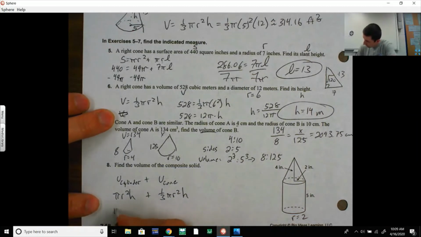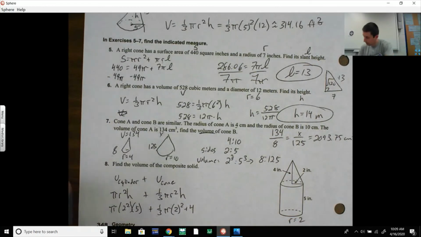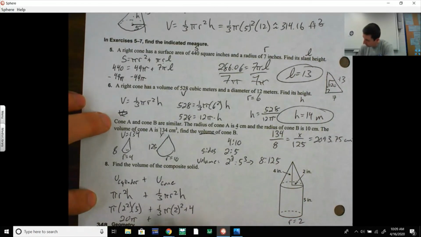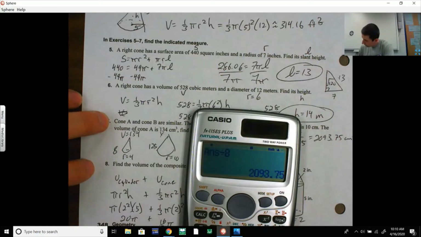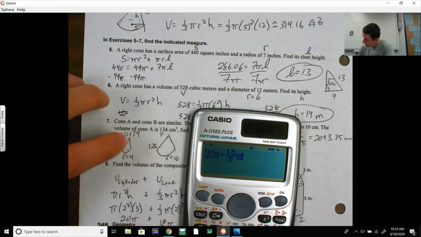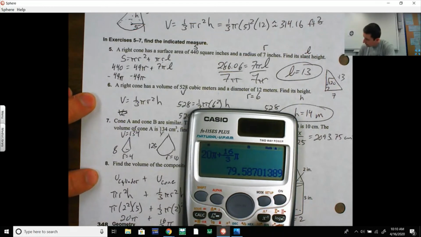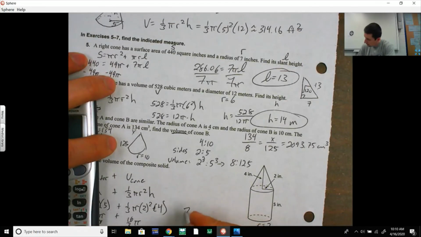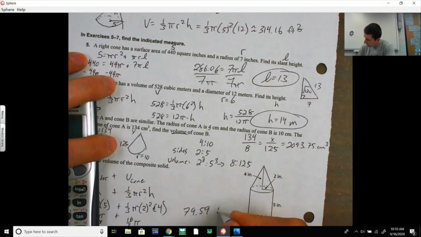So this would be pi times 2 squared times 5 plus 1/3 pi times 2 squared times 4. So this is 20 pi plus 16/3 pi. So 20 pi plus 16/3 pi is about 79.59. And we are in cubic inches.